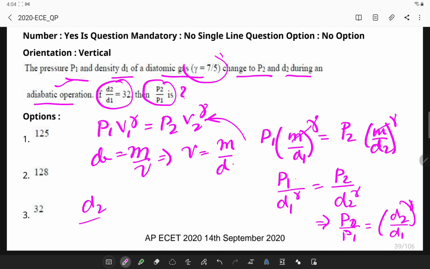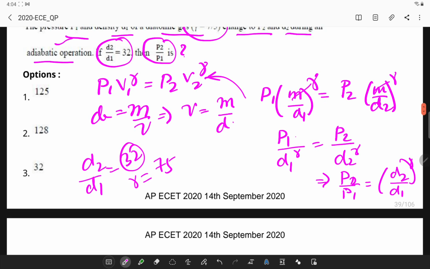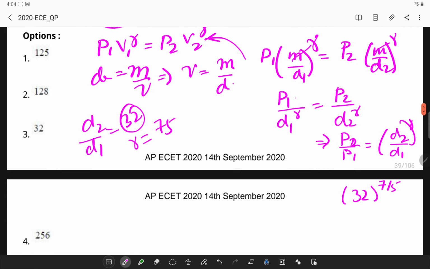So here D2 by D1 is given as 32 and gamma is 7 by 5. So if I substitute, 32 power 7 by 5. 32 can be written as 2 power 5, into 7 by 5. So 5 gets cancelled, it is 2 power 7, which is 128.